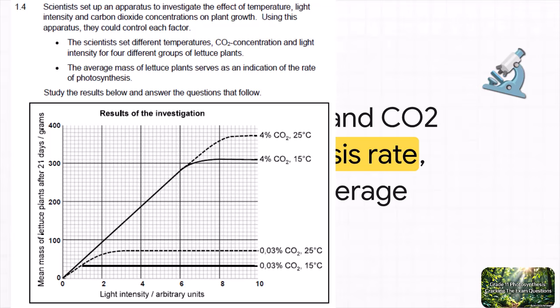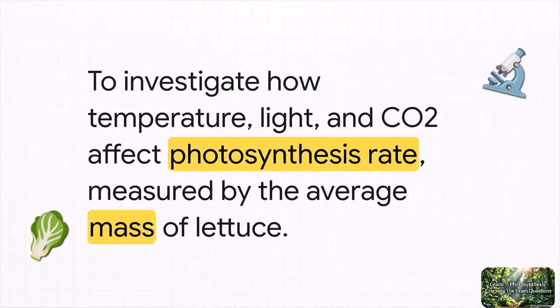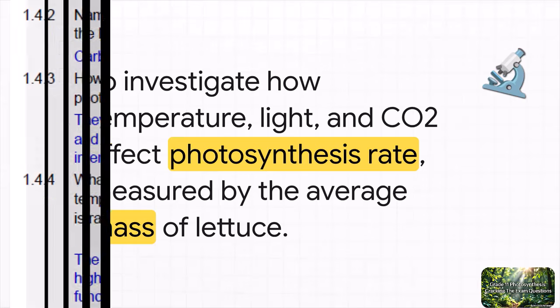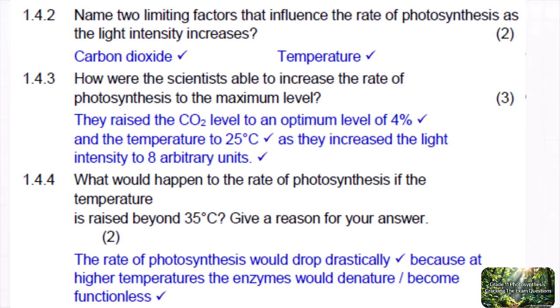Rule number 1. Before you even glance at a graph or a table, you have to know the aim. What was the point of the whole experiment? Here, it's super clear. They wanted to see how changing temperature, light, and CO2 would affect how fast the lettuce grew, which they measured by its mass. The lettuce's mass is basically a stand-in for the rate of photosynthesis.